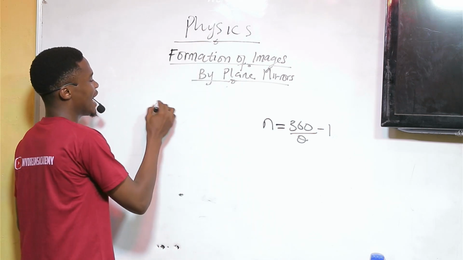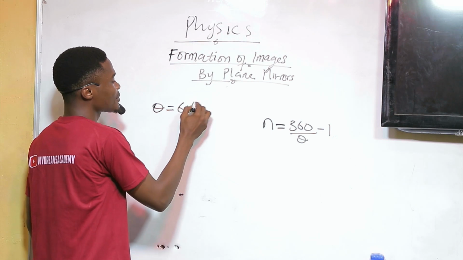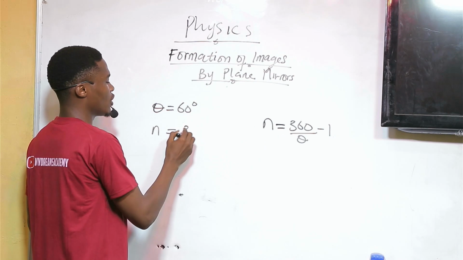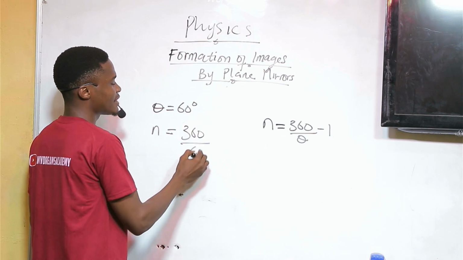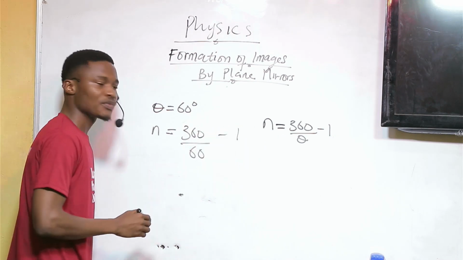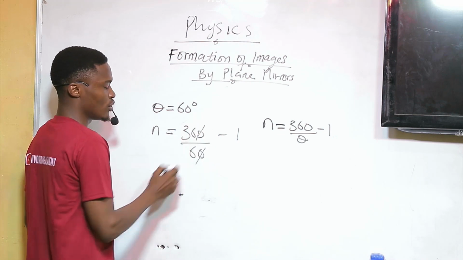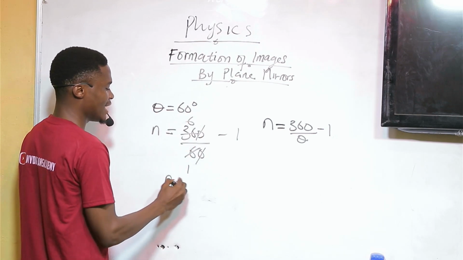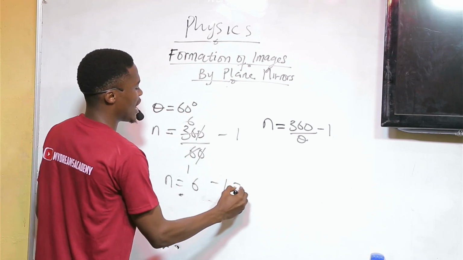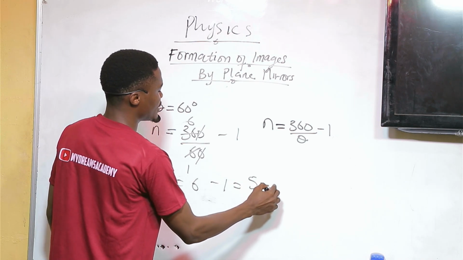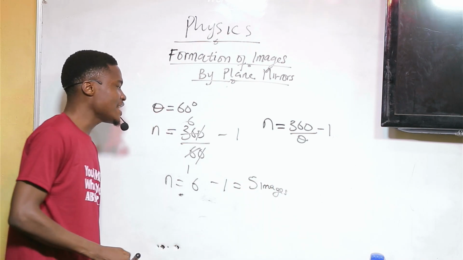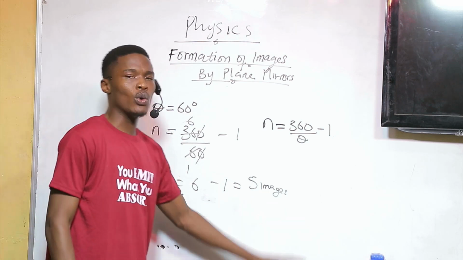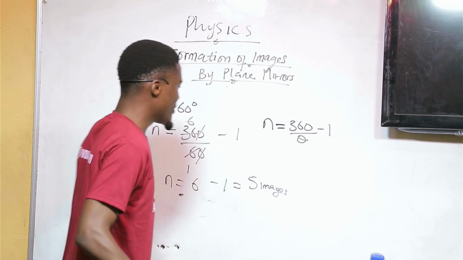From the question, the angle of inclination is 60 degrees. We are looking for the number of images. According to this formula, it becomes 360 divided by 60, minus 1. Then 0 cancels 0, and 6 into 36 is 6. So we are left with N equals 6 minus 1, and that will give us 5 images. It means that if the angle between the mirrors is 60 degrees, then the number of images formed will be 5.